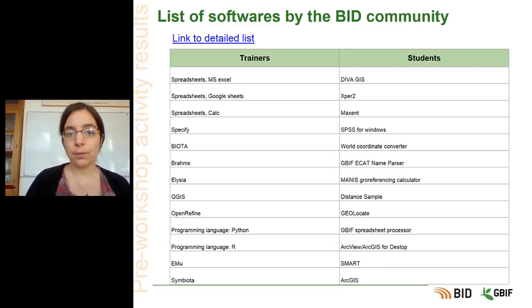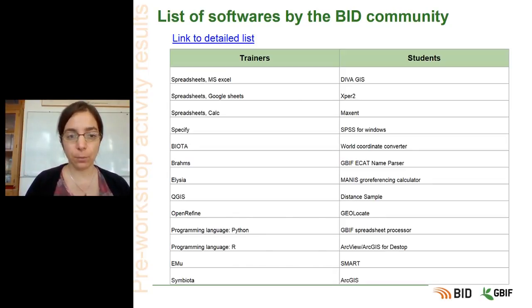And the students, that is to say the participants of the on-site event in Kigali, also recommended a few software, such as DIVA-GIS, Xpert2, Maxent, SPSS for Windows, World Coordinate Converter, GBIF ECAT Name Parser, MaNIS Georeferencing Calculator, Distance Sample, GEOLocate, GBIF Spreadsheets Processor, ArcView or ArcGIS, Smart, and yes, ArcGIS in general.